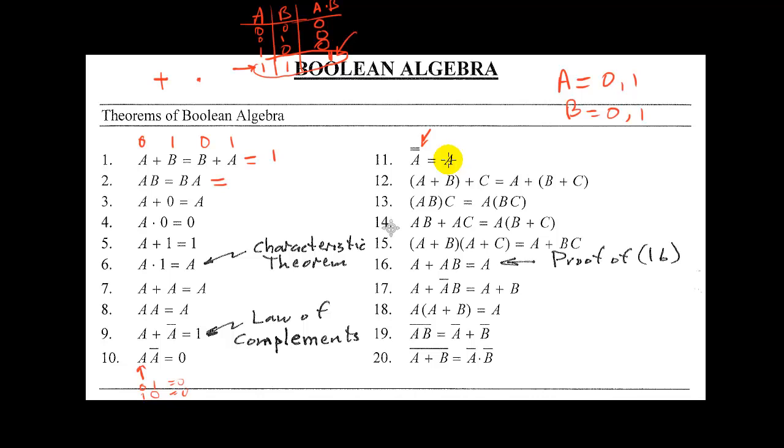Alright, and you can go down here and look at some of these, and some of these are not as intuitive, and so what you could do is actually build a truth table, which we have done for number 16. Number 16 says A OR (A AND B) is equal to A. All right, so we'll prove this one down in a truth table in just a second. Let's just take this operator and let me show you what you can do here.